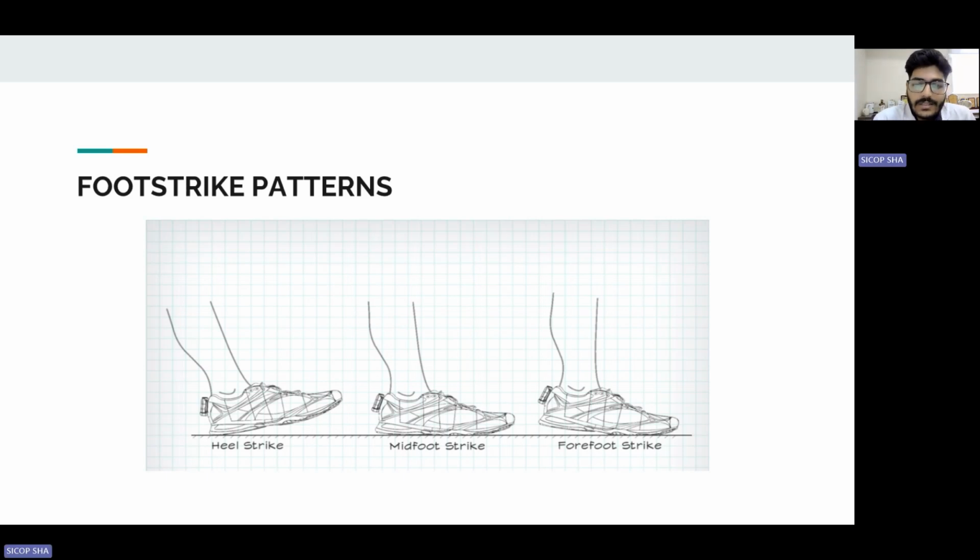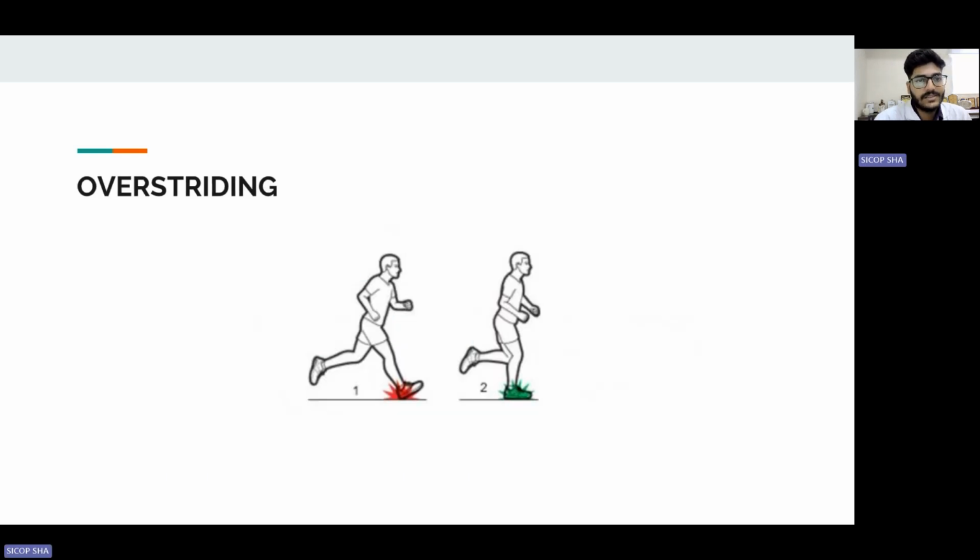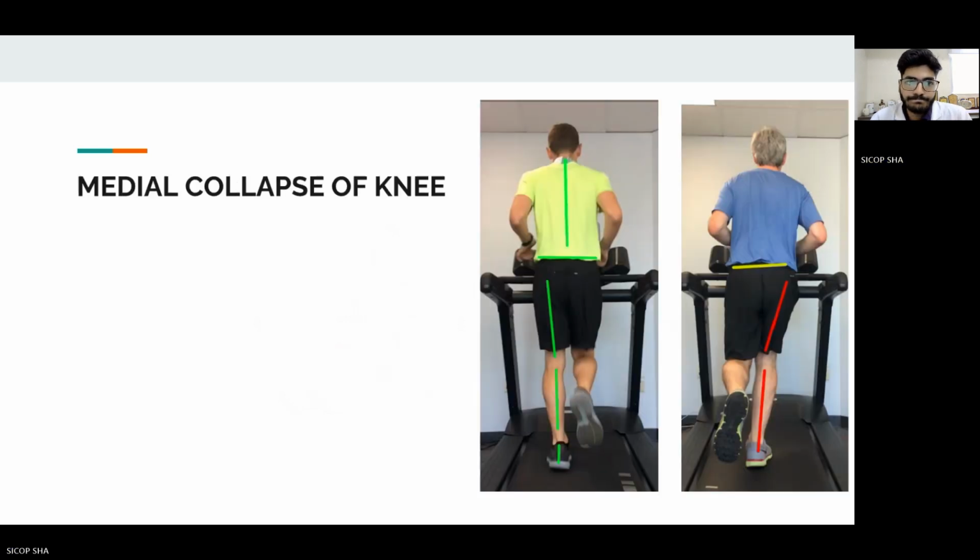So some studies have said that forefoot strike has higher incidence of injuries as compared to the heel strike and the midfoot strike. Next is the overstriding. So having a higher stride length has been shown to cause a higher absorption of energy, but also causing transmission of higher loads, which will cause more of the injury.